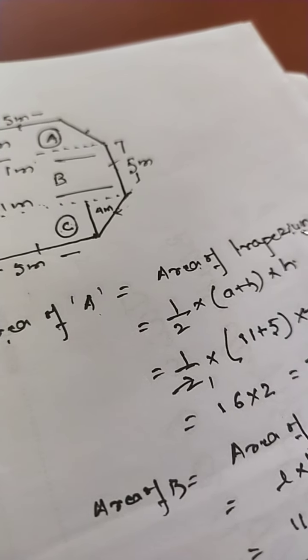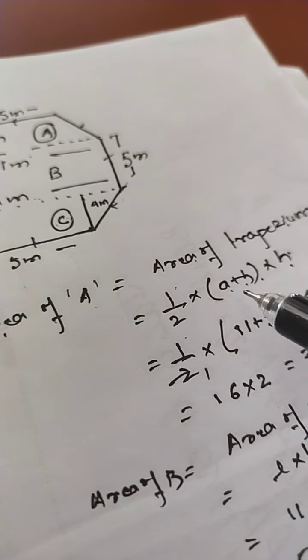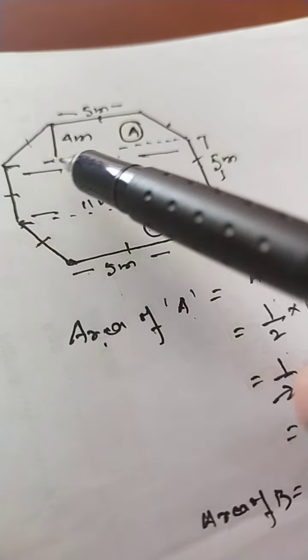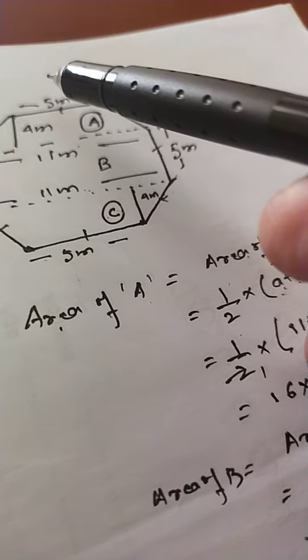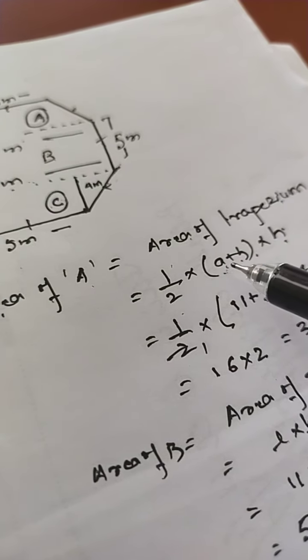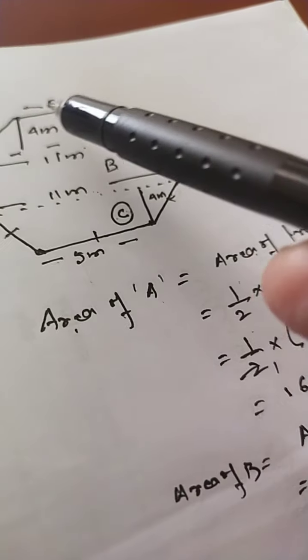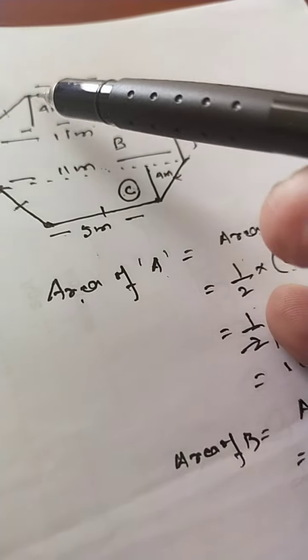So what is the formula of area of trapezium? Half into a plus b into height. Okay, so these are the parallel sides, so I've considered this as a and the bigger side as b. What is the value given? 5. Anything you can consider, no problem. So in place of a, I have written 11 and b is 5, like this. Height is already given, 4.